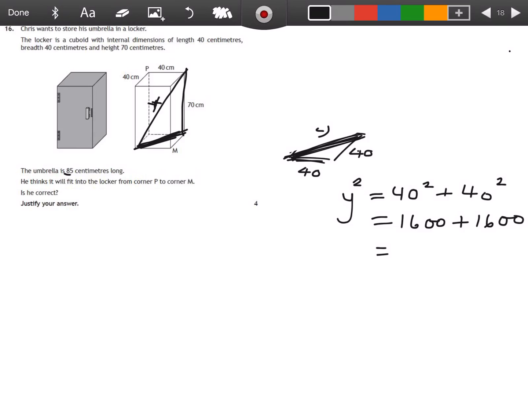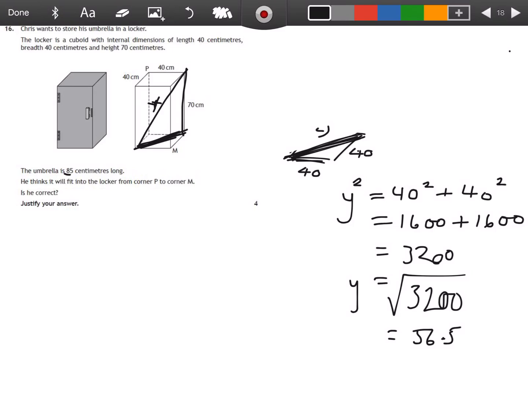3,200. Take the square root, remember, because it's Pythagoras. Take the square root, gives me about 56.5. We'll say 56.57, approximately. Remember this is not a final answer, so try not to cut many numbers off it. You can leave it as the square root of 3,200, that's absolutely fine.